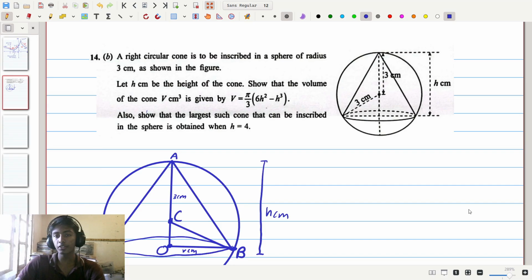Usually we have a three-dimensional object, like for example a cone in this case, where we have to maximize or minimize either the volume or surface area of that three-dimensional object. In this case it says, a right circular cone is to be inscribed in a sphere of radius 3 cm, as shown in the figure.